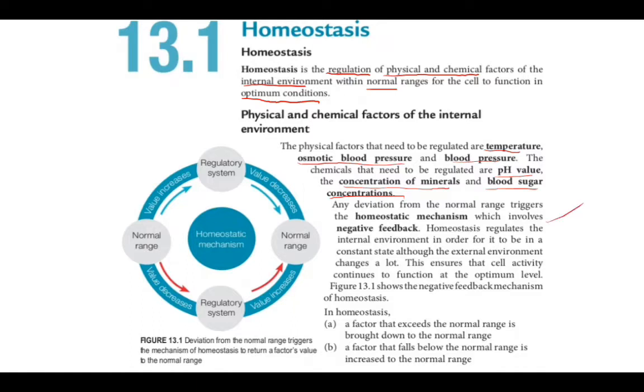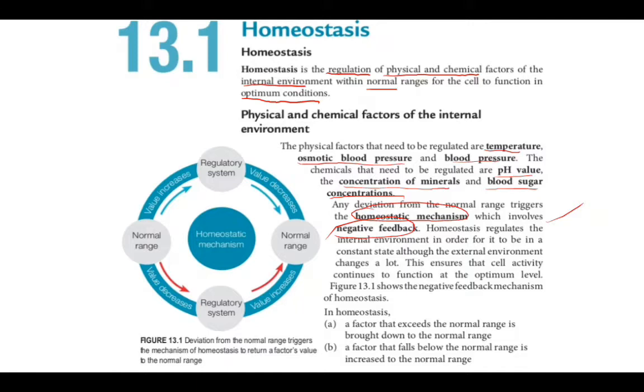Okay, maksudnya sekiranya value dia itu ataupun keadaan dia itu adalah lari daripada normal, okay, deviation from the normal, itu akan menyebabkan homeostatic mechanism. Dan homeostatic mechanism ini akan involve negative feedback. What is negative feedback? Itu adalah keadaan di mana dia akan membawa kepada keadaan normal. Okay? So homeostasis regulates the internal environment in order for it to be in a constant state, although the external environment changes a lot. So this will ensure that the cell activity continues to function at optimum level.